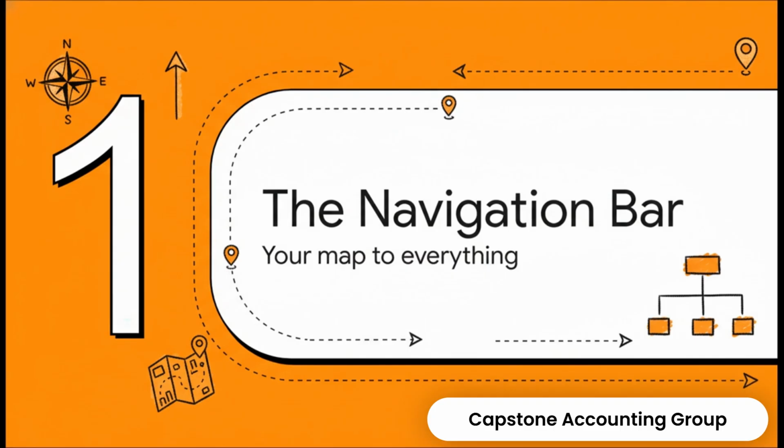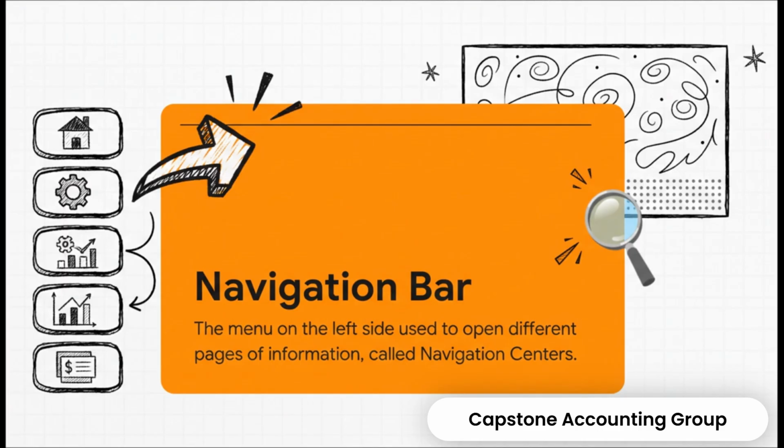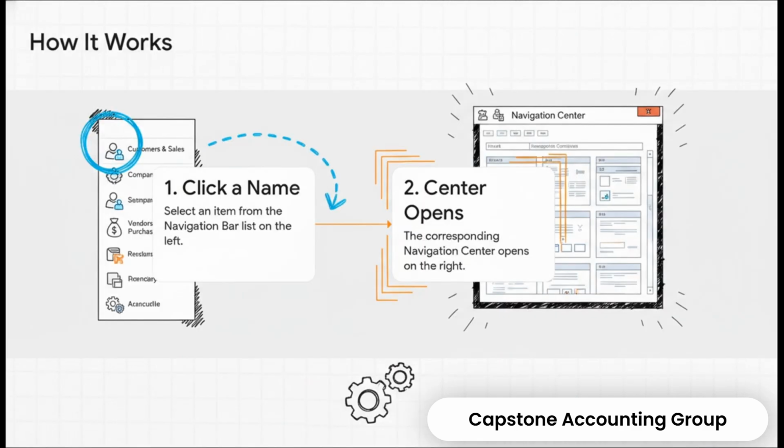navigation bar. Think of this as your map. It's your guide to literally everything you can do inside Sage 50. You'll spot the navigation bar right away. It's that vertical menu running down the left-hand side of the window. Its job is super simple, but really powerful. It's your launchpad for opening up all the different areas of the software, which are called navigation centers. And using it could not be easier.